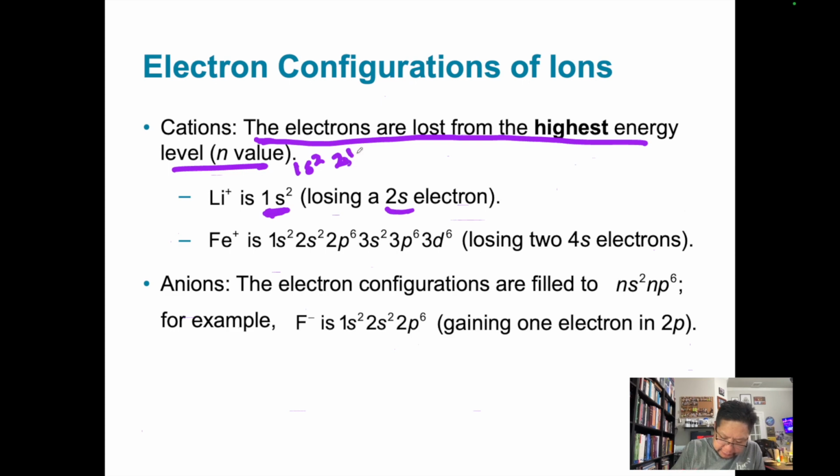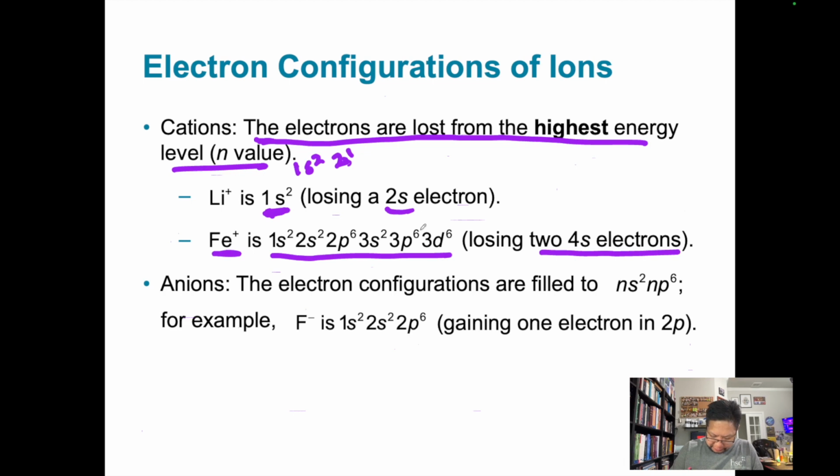Iron, right here. It's iron plus one, and so there is this electron configuration there. It lost two 4s electrons, because that's the highest number. It's not necessarily the highest orbital, which is d, but it's the highest number, right? And for iron, it's the two 4s electrons.